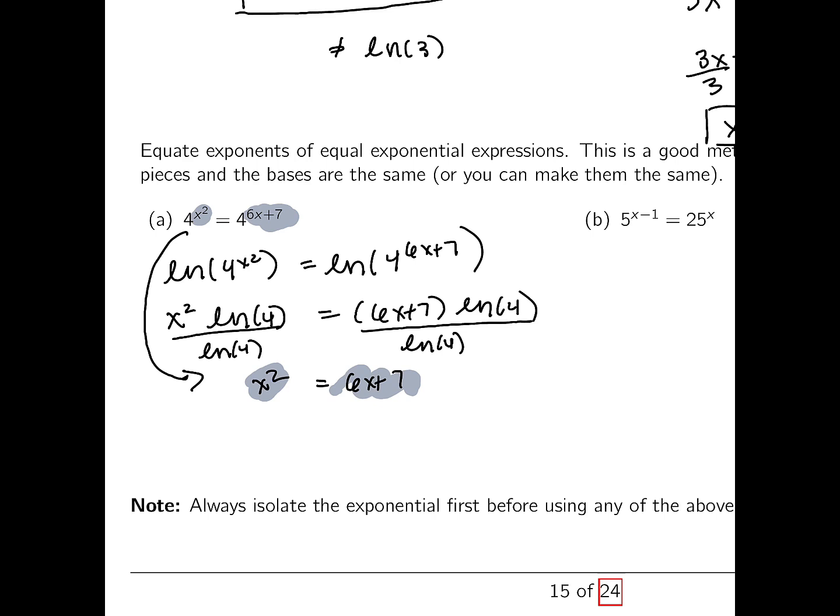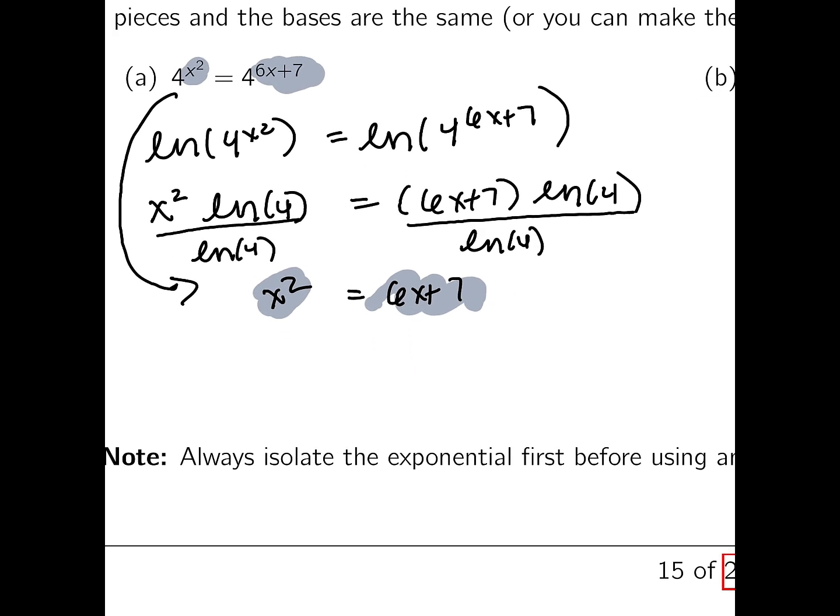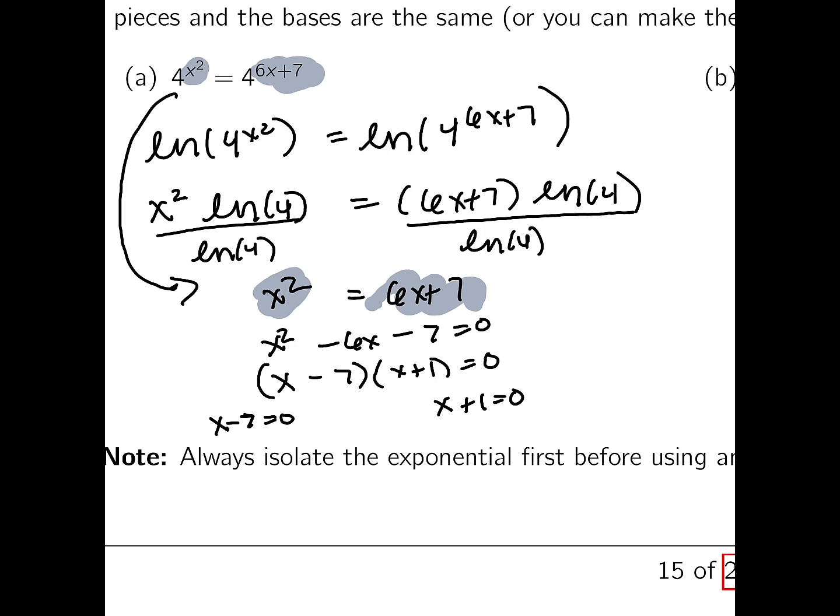Whether we did this whole process with natural logs or you just jump to equating the exponents, I need to solve the quadratic equation x squared equals 6x plus 7. In order to solve a quadratic equation, I like to move everything to one side of the equation, and I think I'm going to be able to solve this with factoring if I make this x minus 7 and x plus 1. Then if I use that zero product property, I'll get that x minus 7 is equal to 0 and x plus 1 is equal to 0, giving me a solution set of 7 and negative 1.